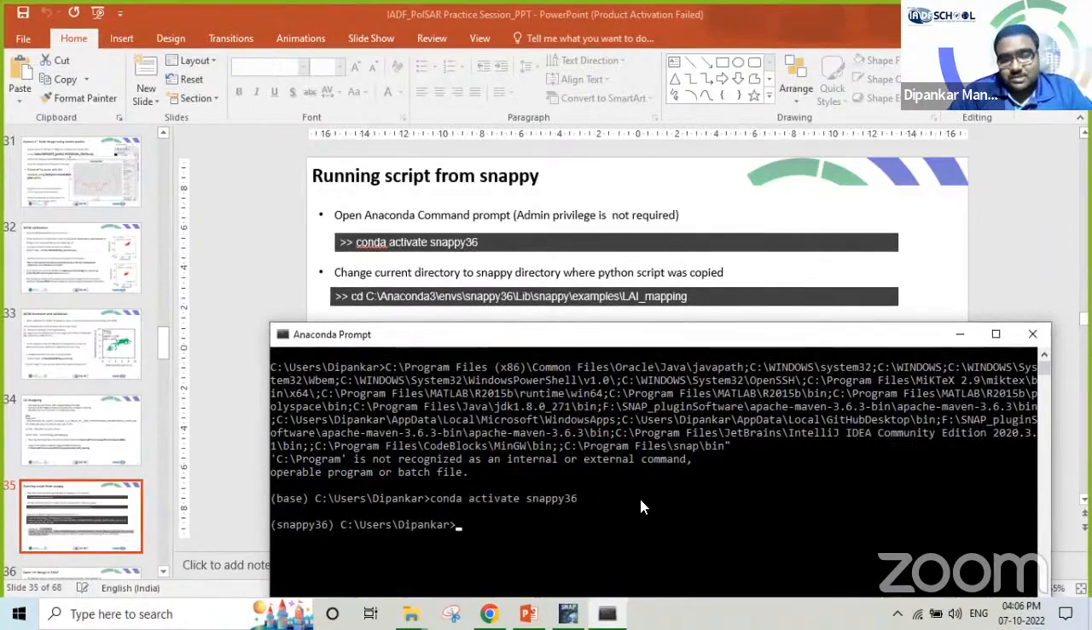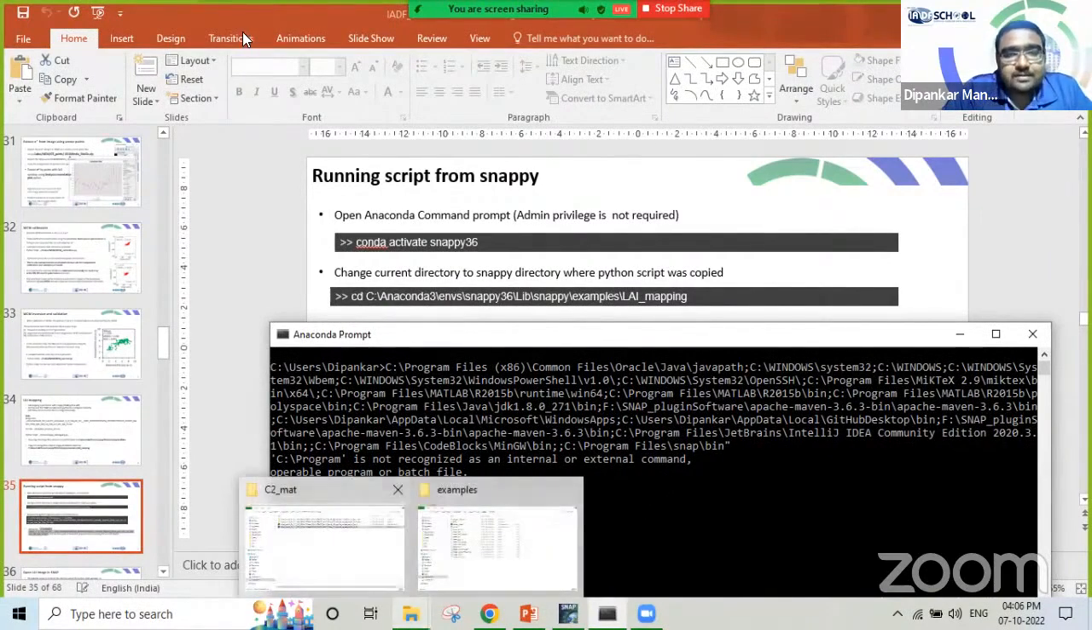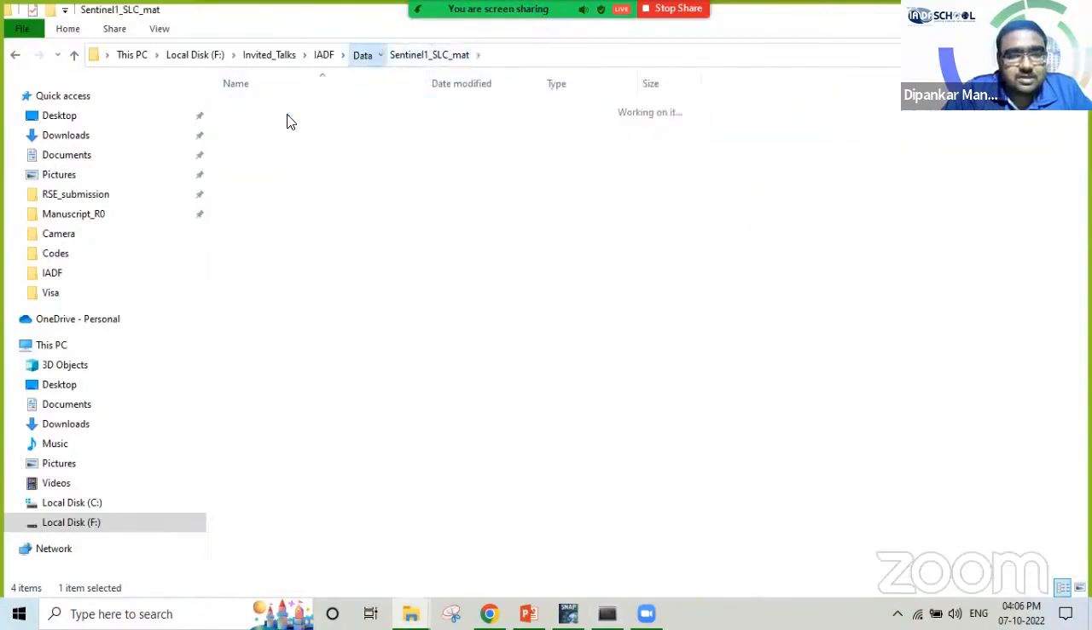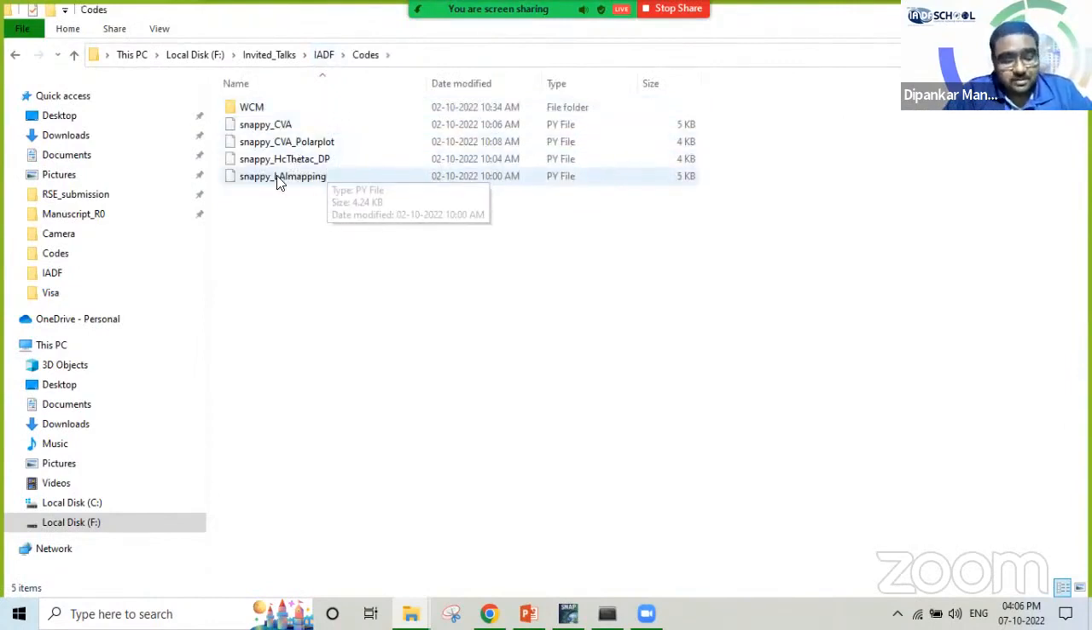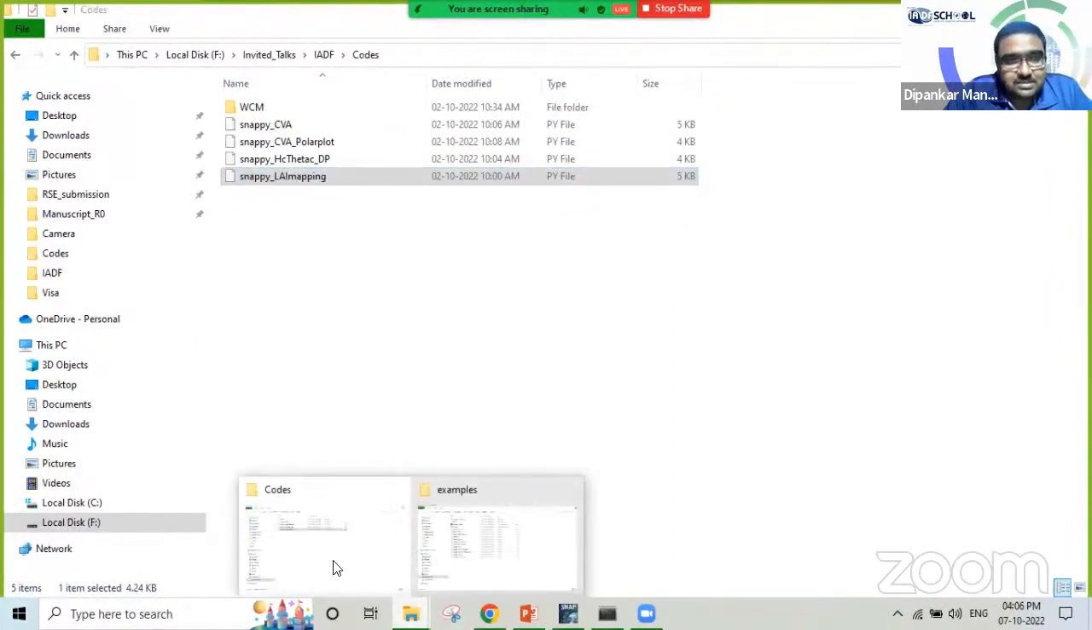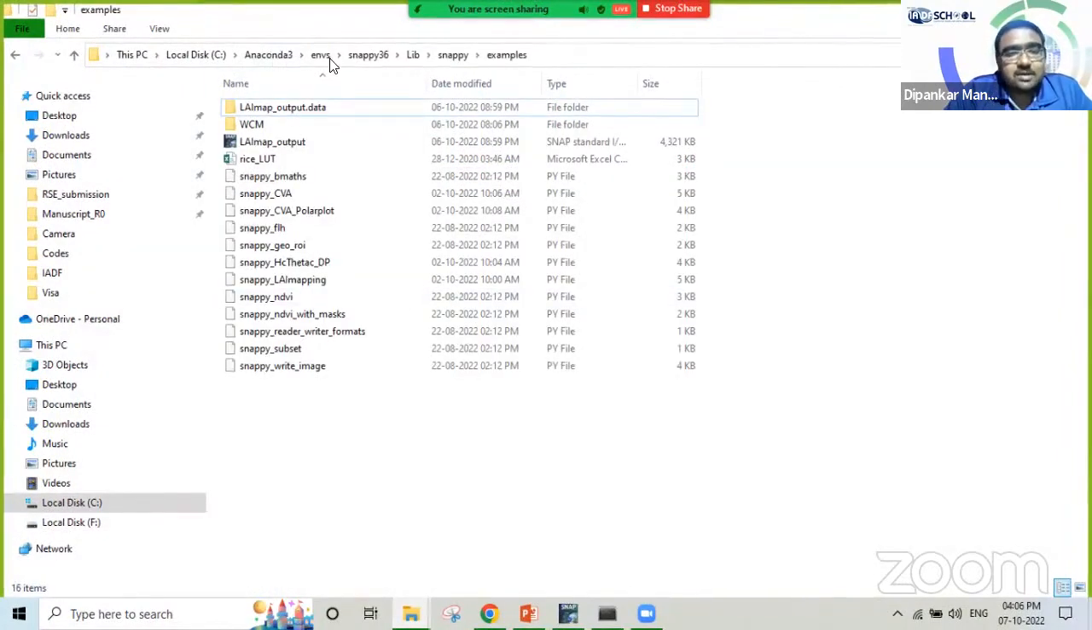Now we have to move to the directory. We have this code snippet, called LAI Snappy LAI mapping. We'll copy this into the Snap directory. The Snap directory is stored in another place, called Anaconda 3, environment Snappy 36, within library, and there is a Snappy example file. We just have to paste this file over here.